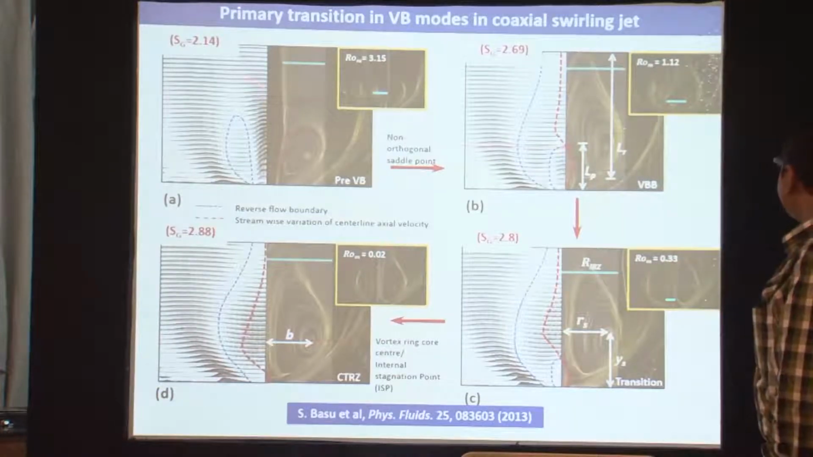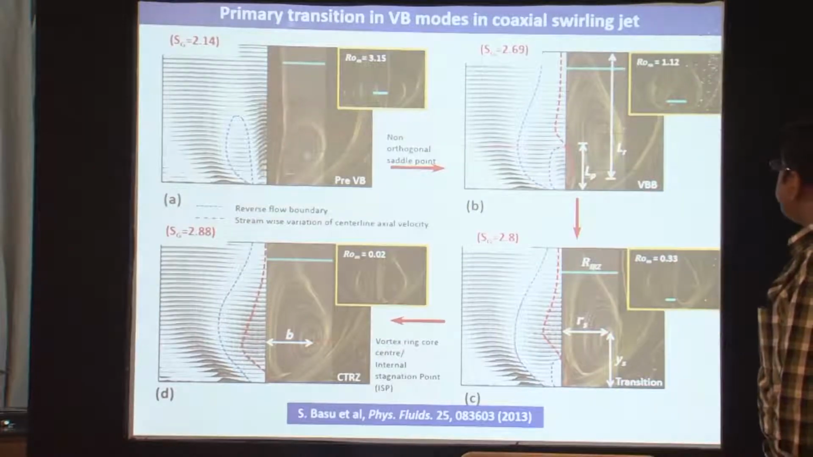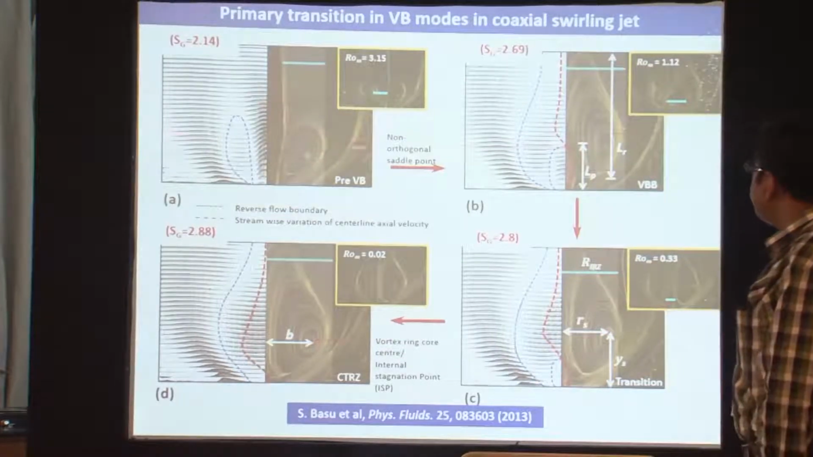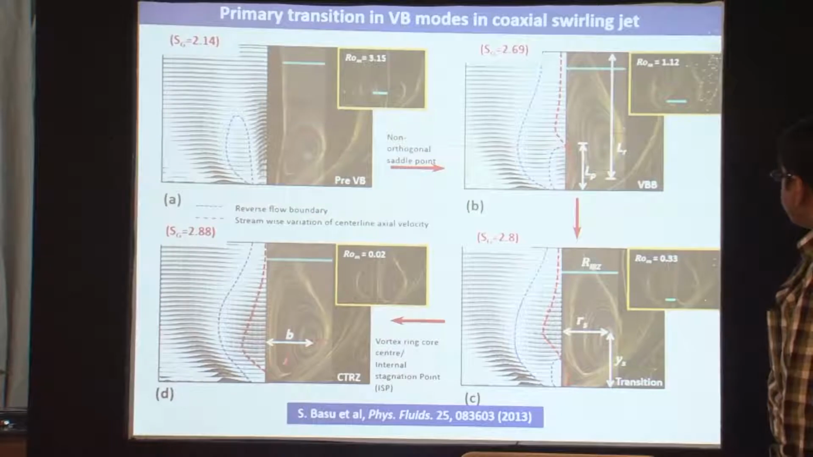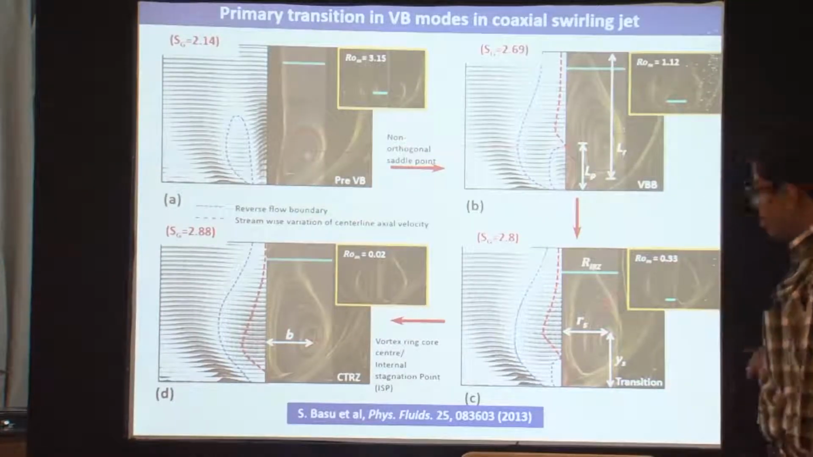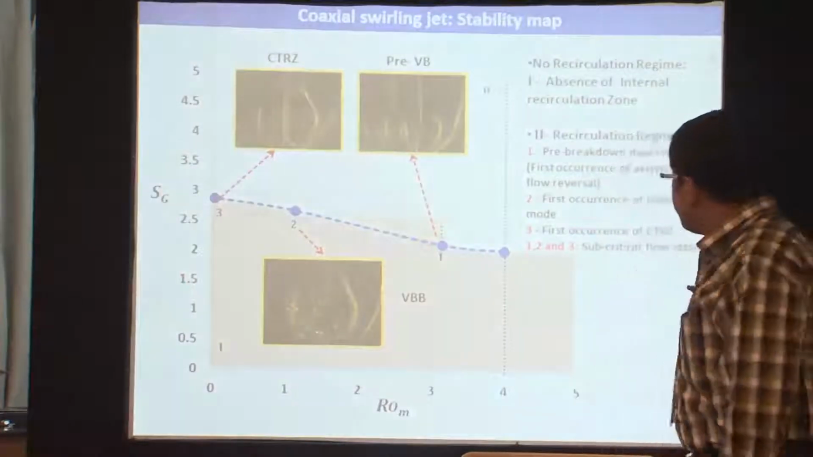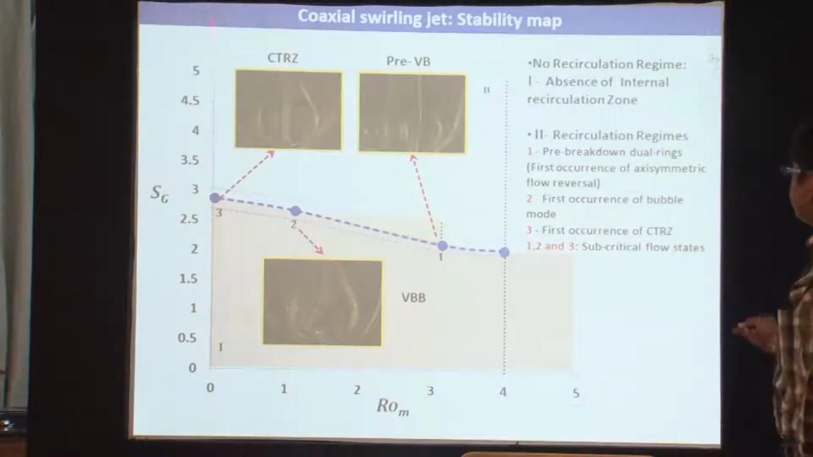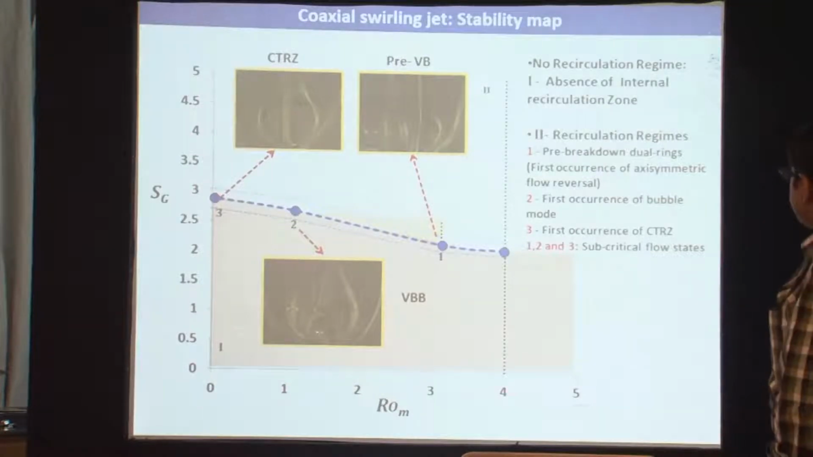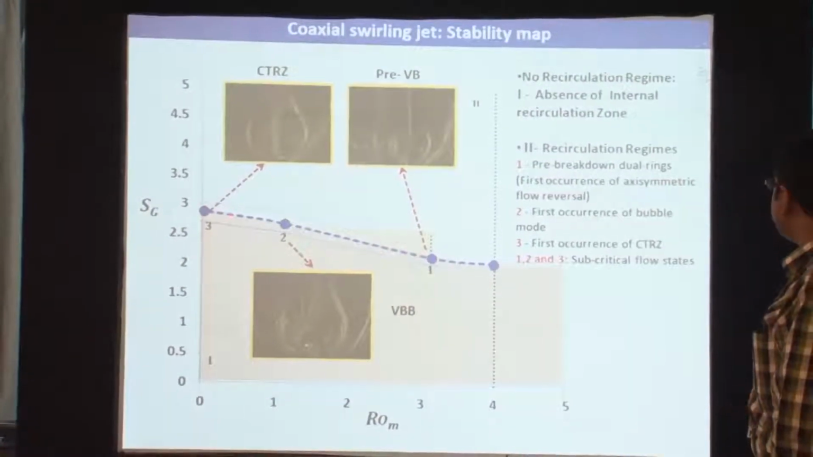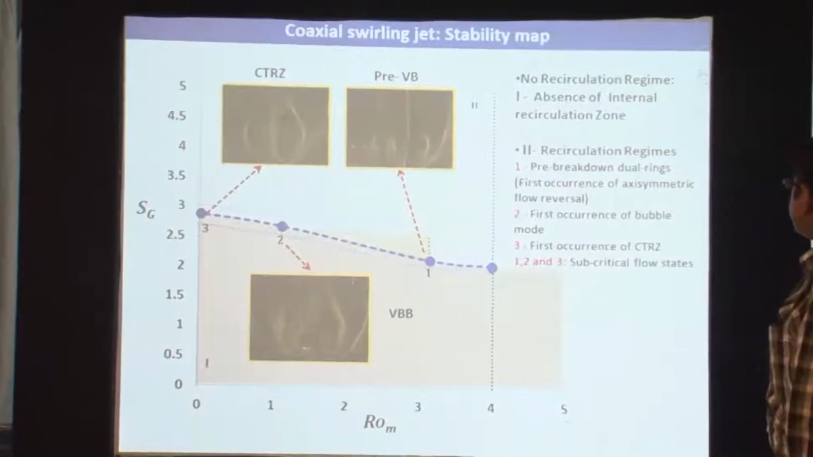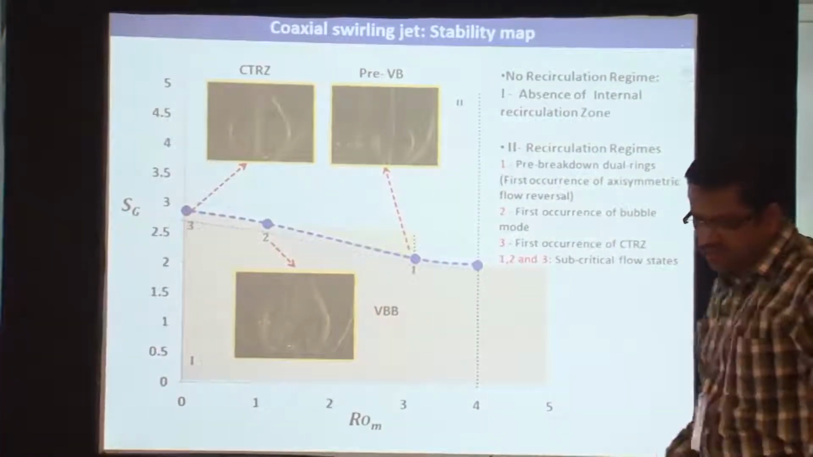What you can see in this slide is the effect of swirl number, though it has not changed by much. You get a complete transformation of the flow from an initial jet-penetrated structure, which we call the pre-VB or pre-vortex breakdown structure, to the complete CTRZ, the central toroidal recirculation zone. That is the whole morphology seen over here. If you put them in a kind of stability map, with the swirl number plotted against the Rossby number, I am traversing from here to here. This is where the CTRZ lies, and this is where the pre-vortex breakdown structure lies. There is no recirculation zone in this particular region.